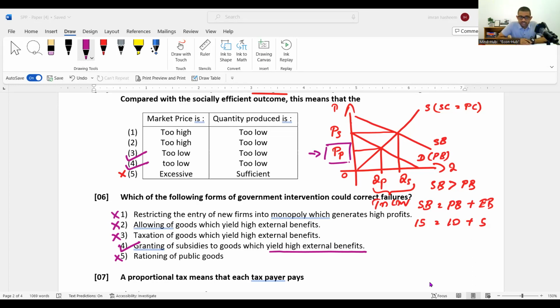Answer 2, I just explained. You have to understand the meaning of that word. Allowing means it was not allowed before. That is not the case at all. Taxation part, you get it? You don't tax goods with external benefits. No, that is not an intervention. That will discourage them further. We want to encourage the production. Okay, anything else?